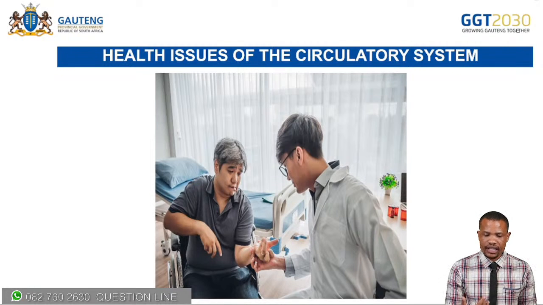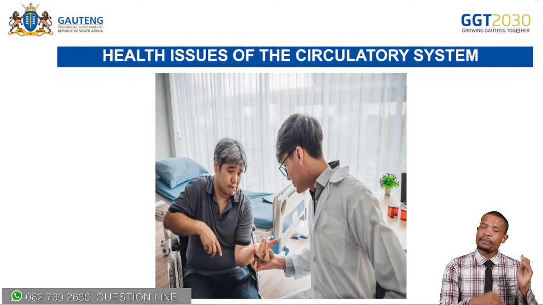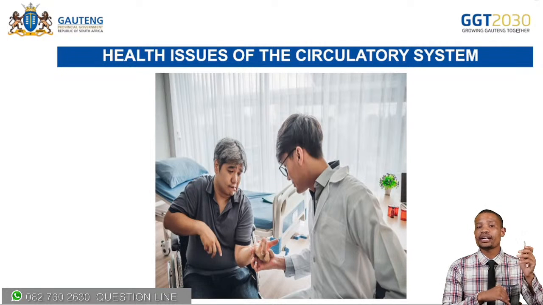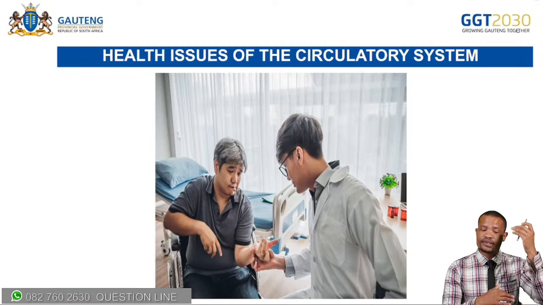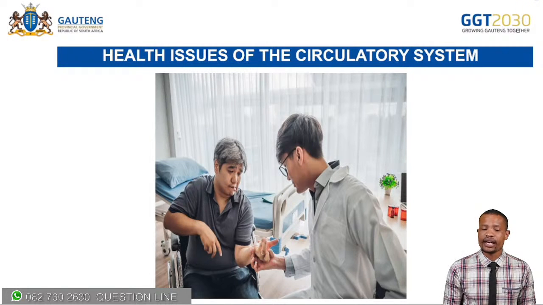And as you can see, it looks like even his hand is no longer working properly. That is because the part of the brain that responds to hand movements is no longer functioning properly, and as a result this person is suffering from a stroke.